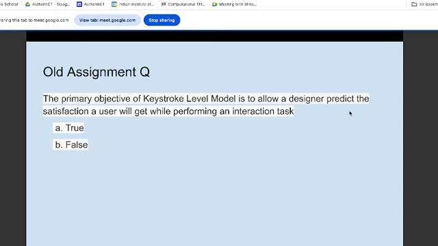The keystroke level model is not used to predict the user's satisfaction. It is supposed to predict the user's action time or task execution time. So how much time will they take if a task is designed in this way, if the layout is designed in such a way, how much time is the user going to take. So the answer is false.